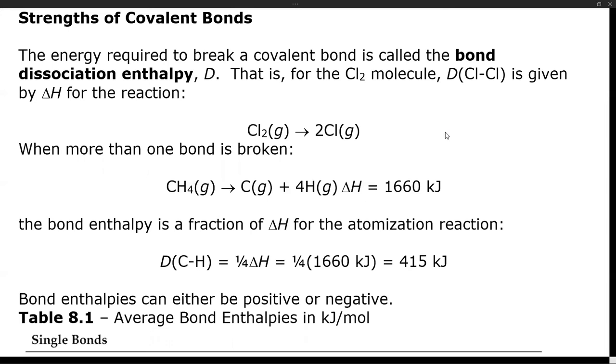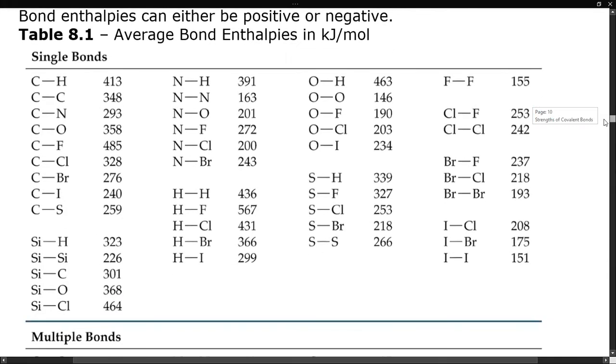Bond enthalpies can be positive or negative. Breaking them is positive, usually forming them is negative, and so we'll work that out with some subtraction. So if this is a table, these are all single bonds. You don't have to memorize these. I'll give you a table on the test, but use these values. We'll be able to calculate the enthalpy of formation by tallying up which bonds are broken and which bonds are formed.